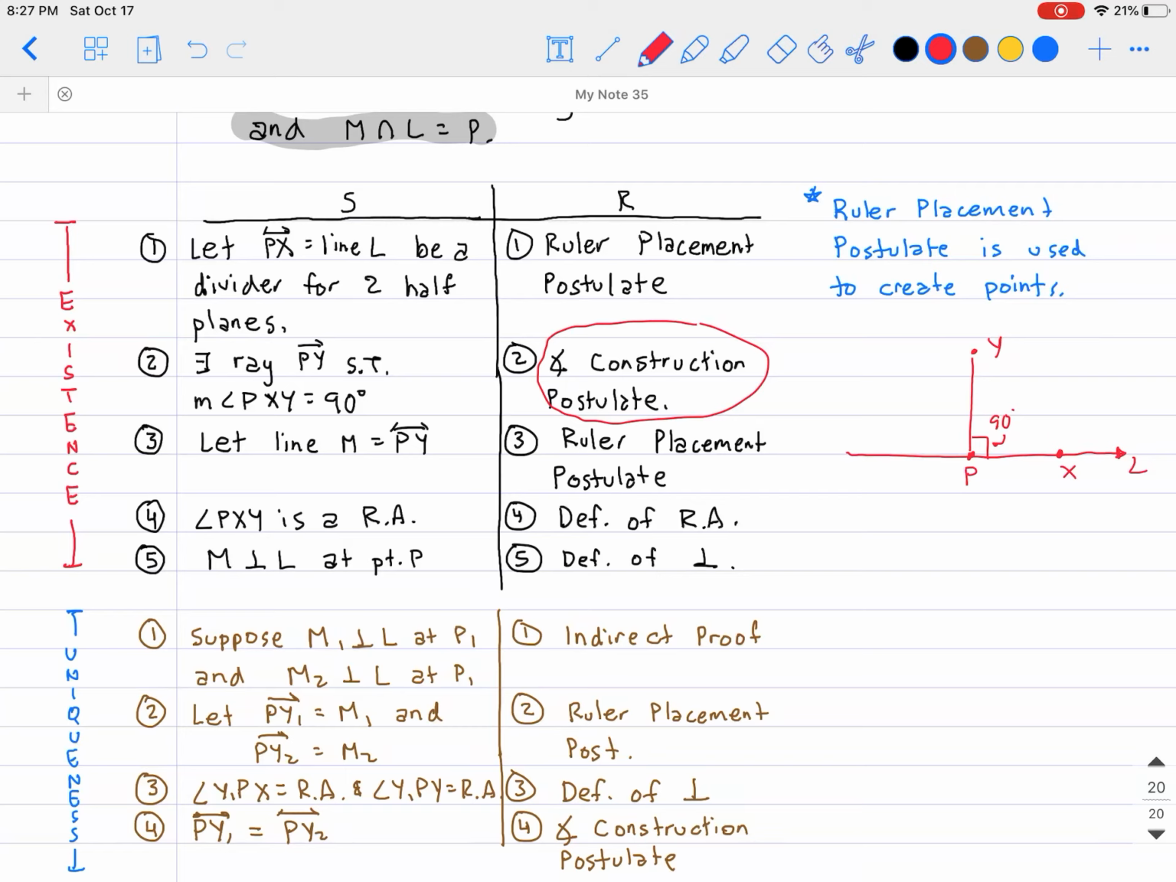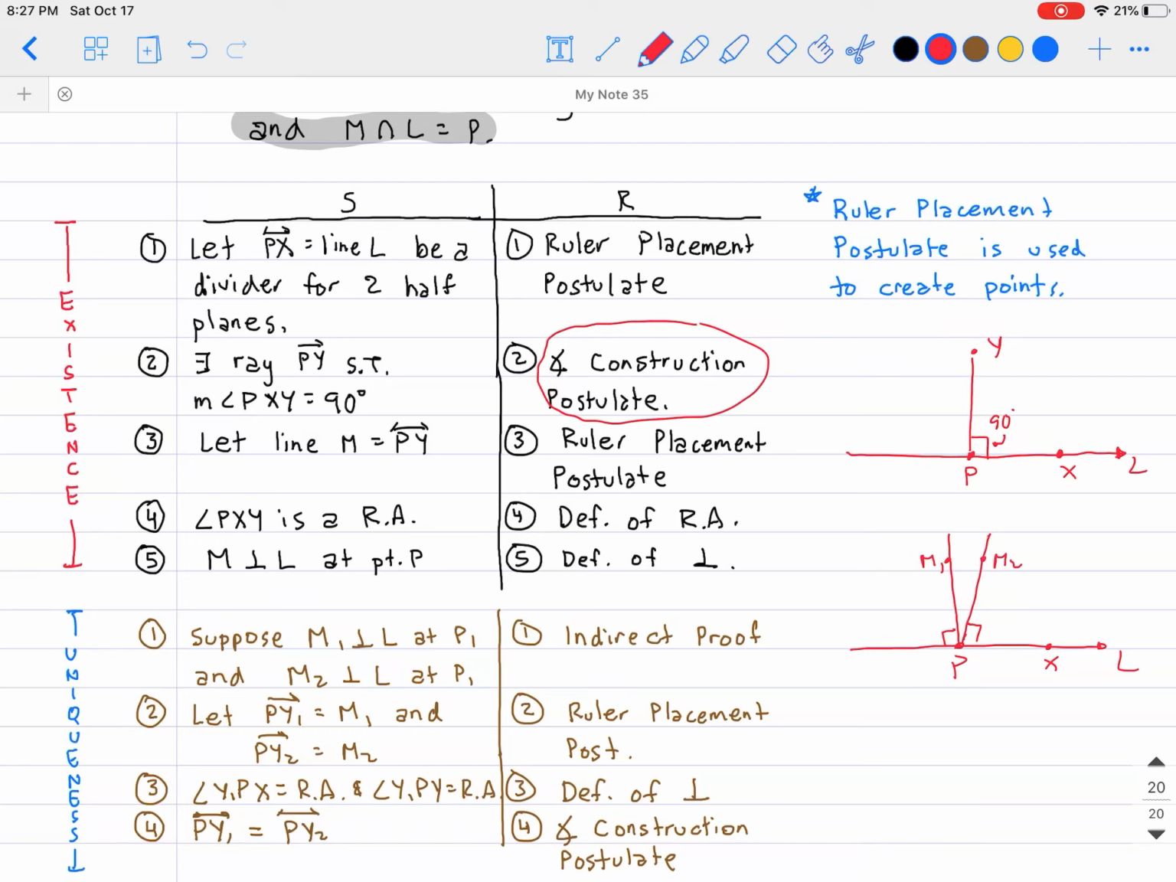Now, the uniqueness part is basically kind of the same thing. What you're going to do is suppose that there are 2 lines that are perpendicular to line L. We're going to call them M1 and M2. So in the uniqueness part, we're going to have something that looks like the following. You still have that point P over here. But this time, I'm saying that there is one line that is perpendicular at P over here, and then you have another line that is perpendicular at P over here.